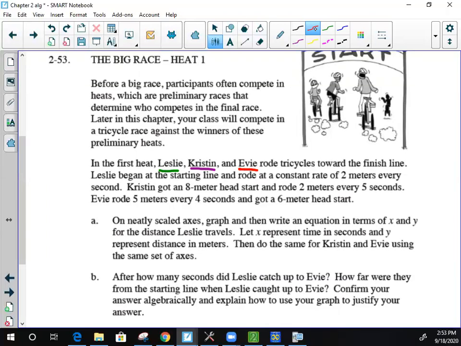ride tricycles. And what we're going to do is write an equation for each one and then graph. So Leslie began at the starting line and rode at a constant rate of 2 meters every second. So we're going to write that as y equals 2x.